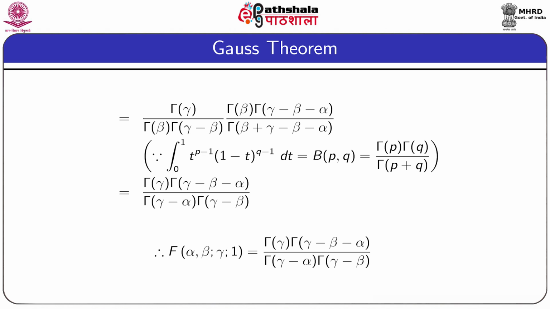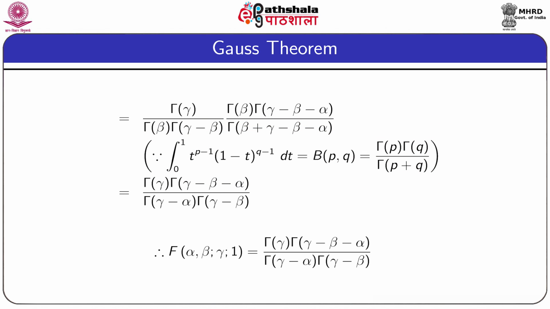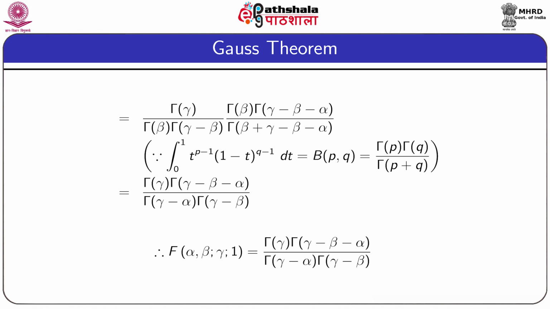And if we use the formula integration 0 to 1 t to the power p minus 1, (1 minus t) to the power q minus 1 dt is equal to the beta function B(p, q), which is equal to gamma function p, gamma function q divided by gamma function p plus q, we will get gamma function gamma divided by gamma function beta into gamma function gamma minus beta, multiplied by gamma function beta, gamma function gamma minus beta minus alpha divided by gamma function beta plus gamma minus beta minus alpha, which after simplification gives F(alpha, beta, gamma; 1) is equal to gamma function gamma minus beta minus alpha divided by gamma function gamma minus alpha, gamma function gamma minus beta, which is our required result.